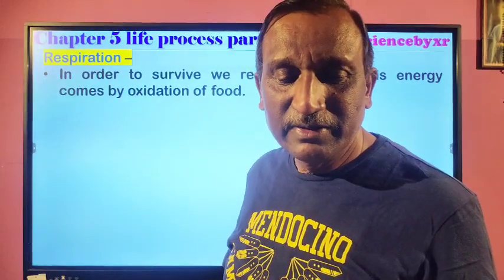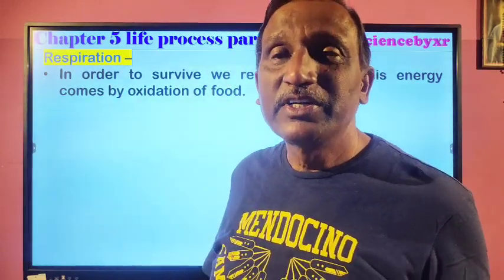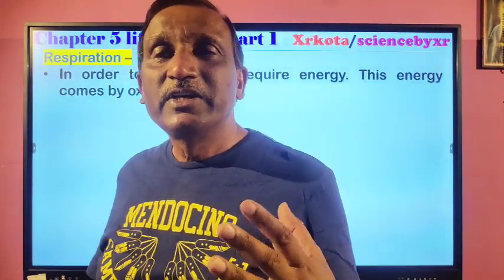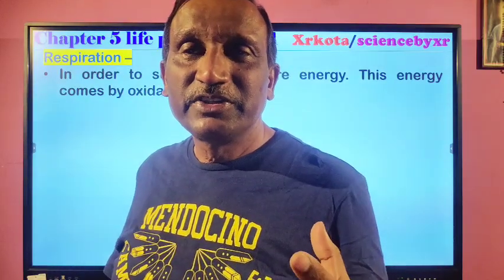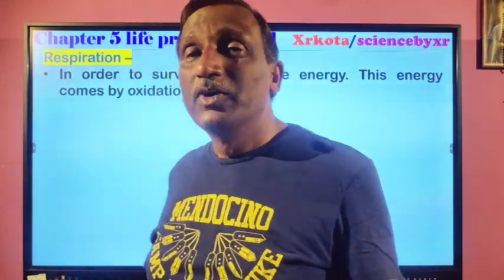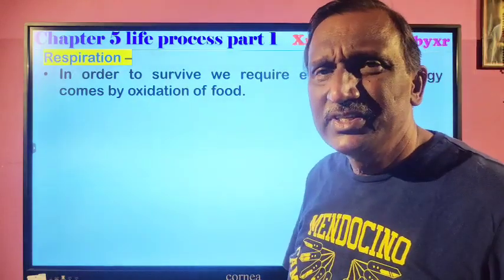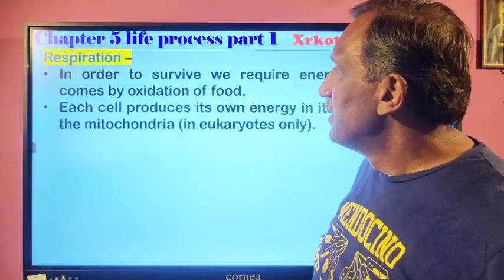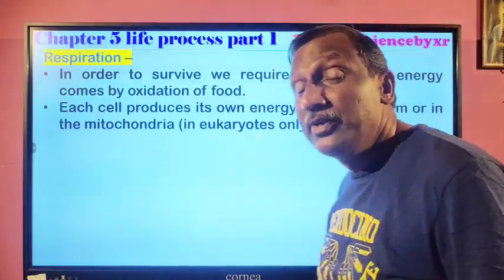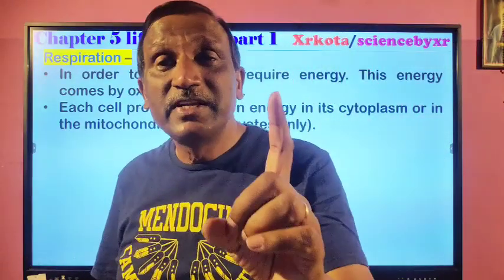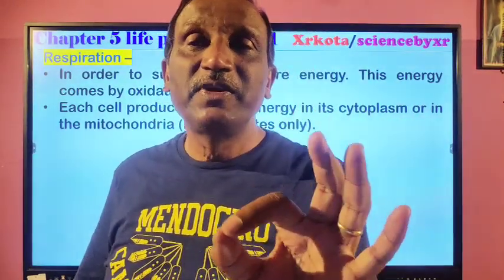In Chapter 1, chemical reactions and equations, you might have studied that it is oxidative reactions which are providing energy. Combustion provides energy, and oxidation is the source of combustion. So each cell produces its own energy. Now it is important to know that every cell requires energy, and every cell will produce its own energy.